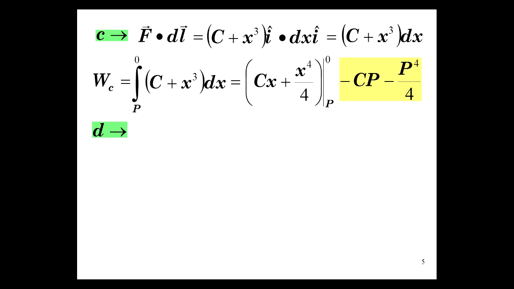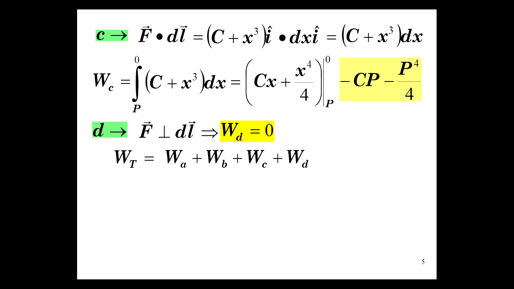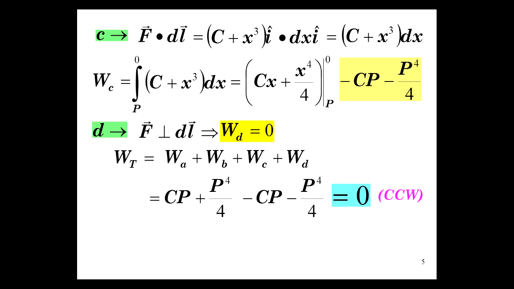And then path D, coming down along the left edge like this. Well, we're going perpendicular to the forces, and therefore no work along that path. So the total work, A, B, C, and D: we have cp plus p to the fourth over 4 minus cp minus p to the fourth over 4 equals 0. This is going counterclockwise.